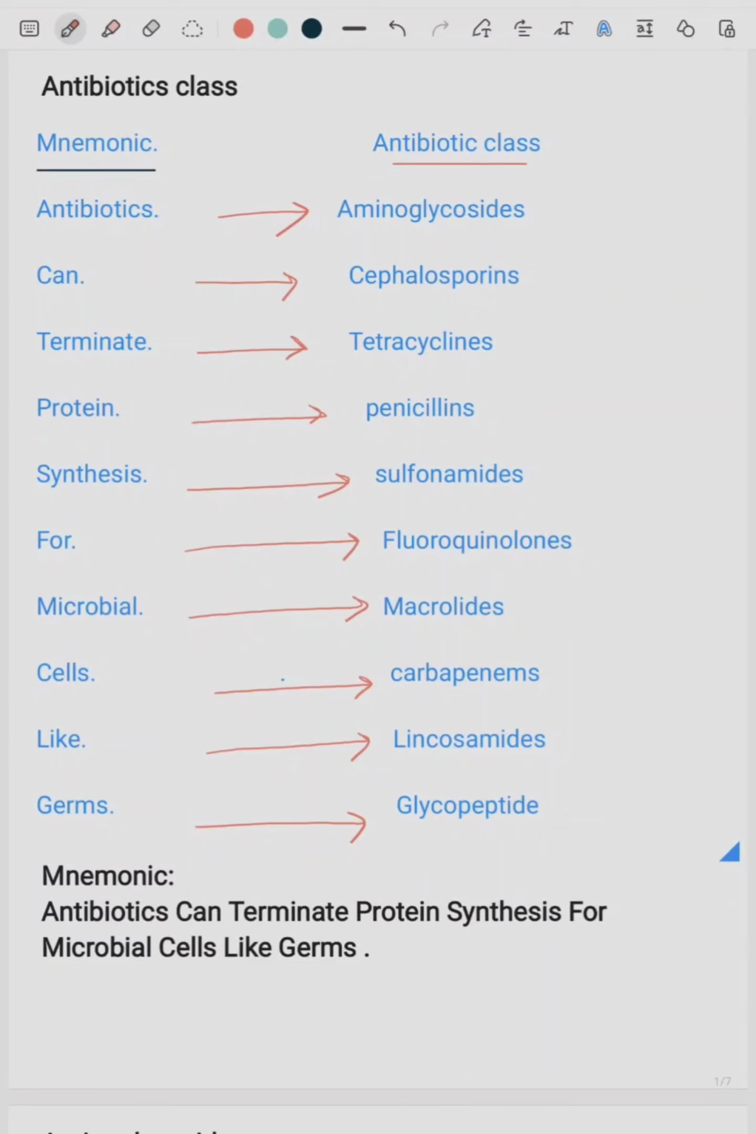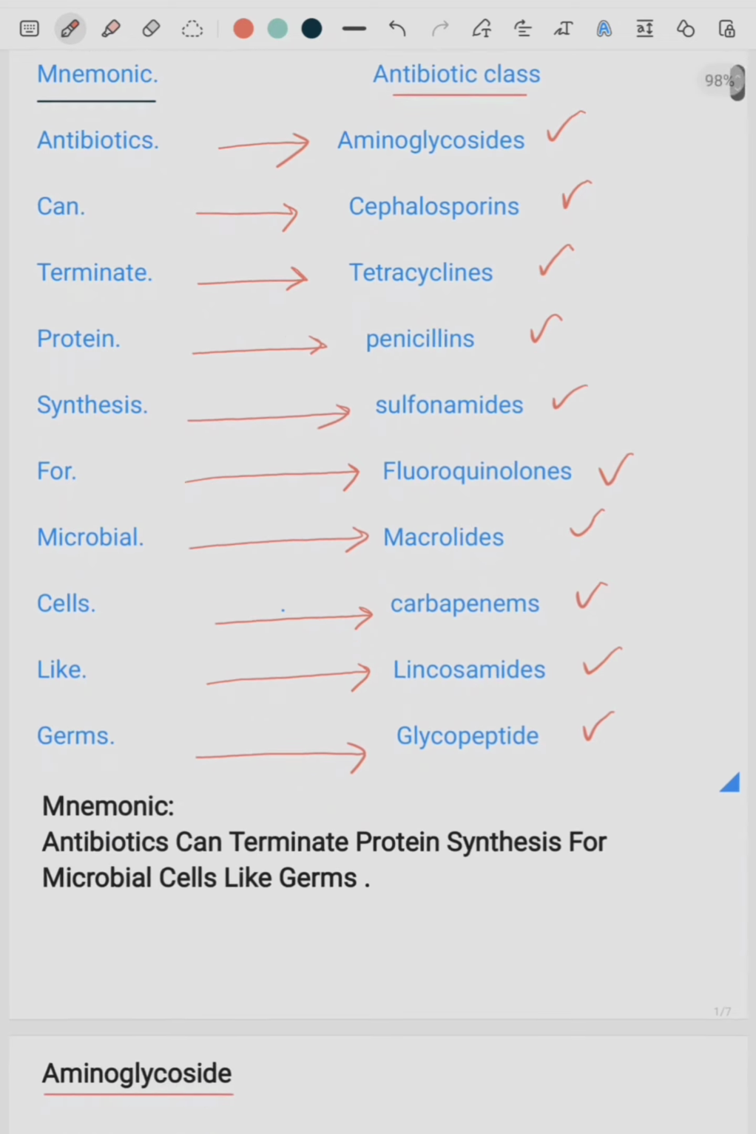Antibiotic classes. The mnemonic is: antibiotics can terminate protein synthesis for microbial cells like germs. Aminoglycosides, cephalosporins, tetracyclines, penicillins, sulfonamides, fluoroquinolones, macrolides, carbapenems, lincosamides, and glycopeptides. Here we will discuss mechanism of action, coverage, uses, and side effects.